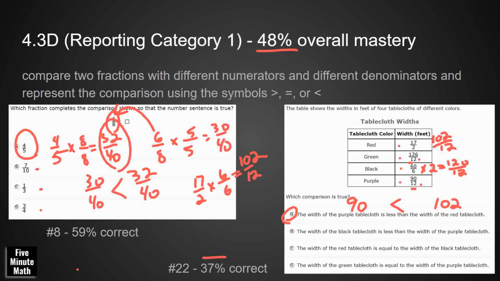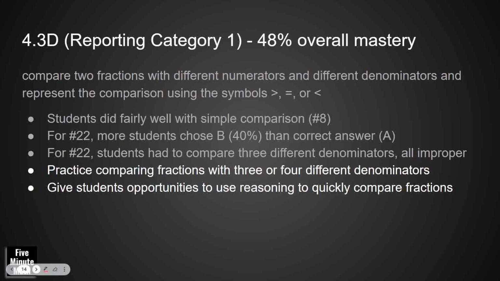The width of the black tablecloth, that's 120, is less than the width of the purple tablecloth, 90. No. The width of the red, 102, is equal to the width of the black, 120. No. And then the width of the green, 126, is equal to the width of the purple, 90. Obviously, no. So only 37% of our students were able to get A correct. But let's look at this. We did fairly well on the simple comparison, one at a time.